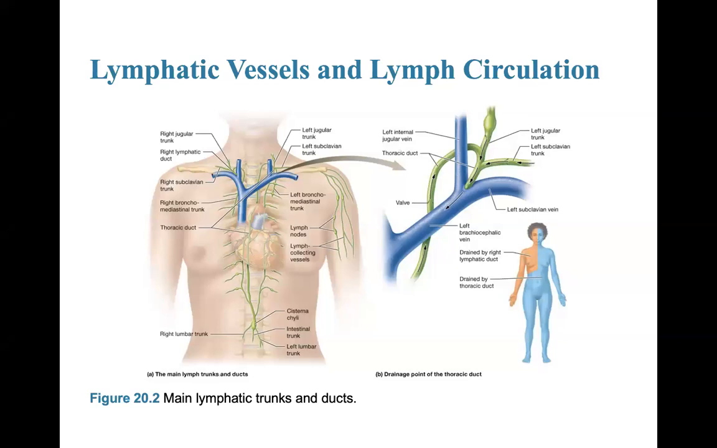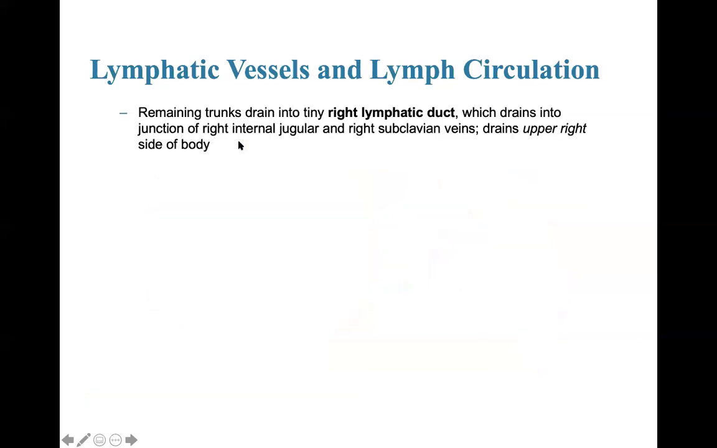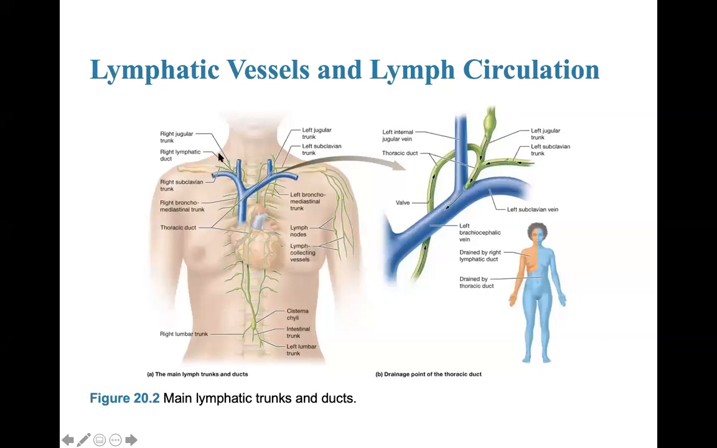for the right side, you're going to have the right upper quadrant will drain into the right lymphatic duct, which is located right here, okay? So this quadrant right here will drain into that right lymphatic duct, and the remaining 3/4 of the body, as shown in this image here in blue, will drain into that thoracic duct.